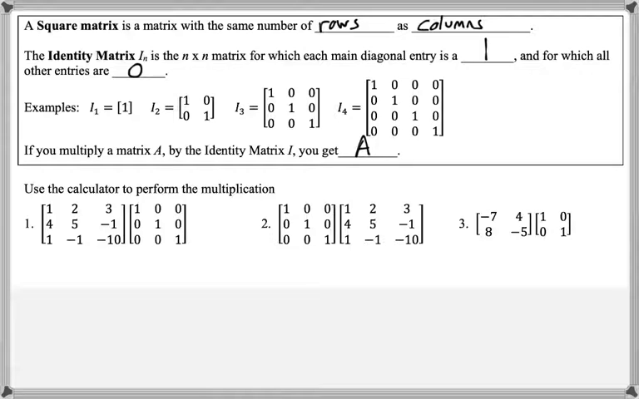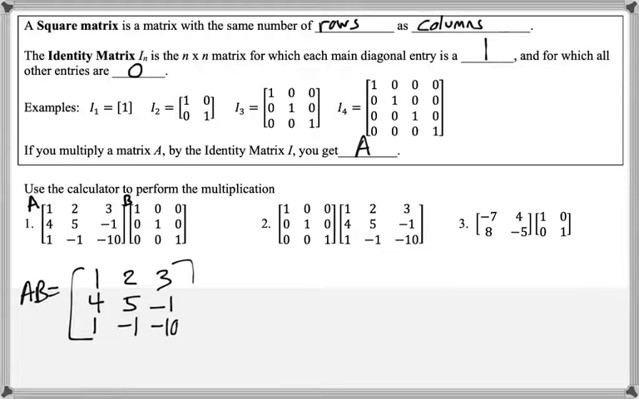So the directions say use the calculator to perform the multiplication. So I'm going to enter in the first matrix into matrix A and the second matrix into matrix B. And then if you multiply A times B on the calculator, then you will get matrix A. So we multiplied by the identity matrix and we got the same thing back.